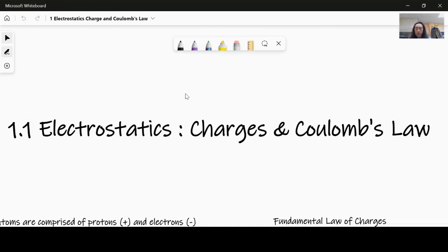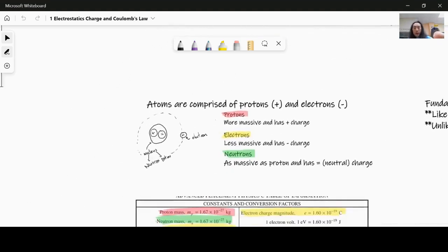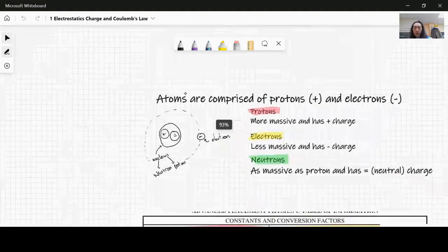Hello, everybody. Welcome to Electrostatics, Charges, and Coulomb's Law. Today, we're going to go over parts of the atom and how different parts of the atom and different charged objects interact with each other. Let's begin. Okay, so there's a couple of things that we need to know about the atom.